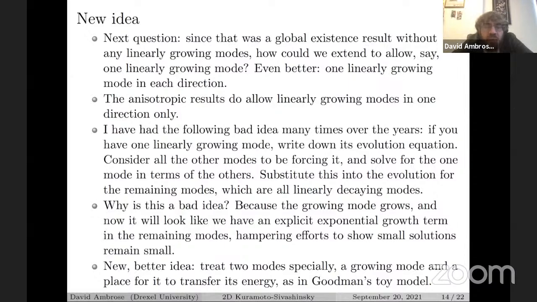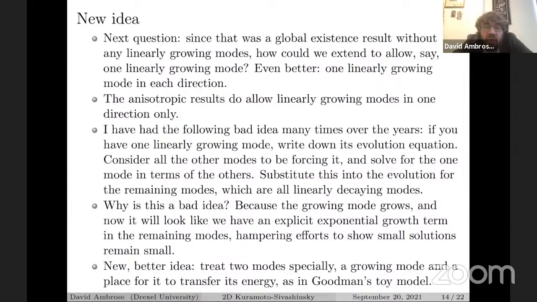So now we have a new, better idea. Instead of treating one mode specially, the linearly growing mode, we treat two modes specially. Basically, we learned from Jonathan Goodman's Lyapunov function. We treat two modes specially. We take a growing mode and we look for where it transfers its energy to. That's what Jonathan's toy model teaches us, is that the one linearly growing mode transfers its energy into the next mode, which is decaying.